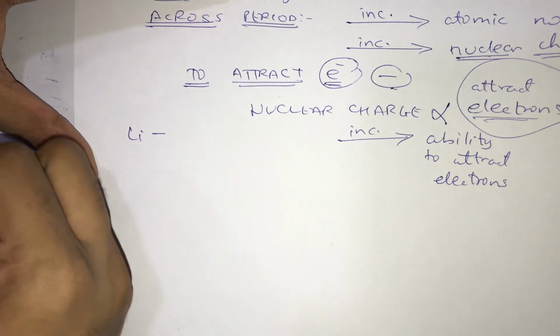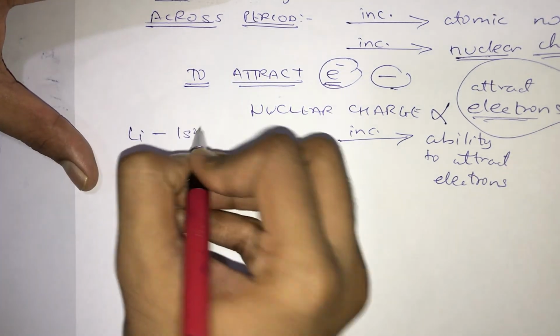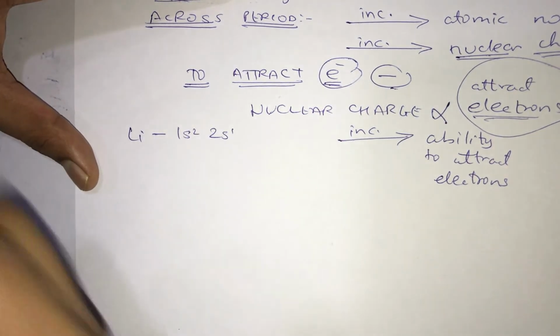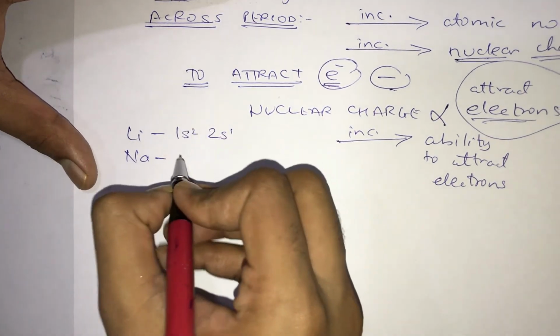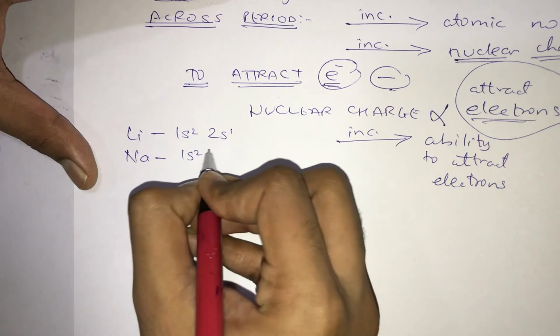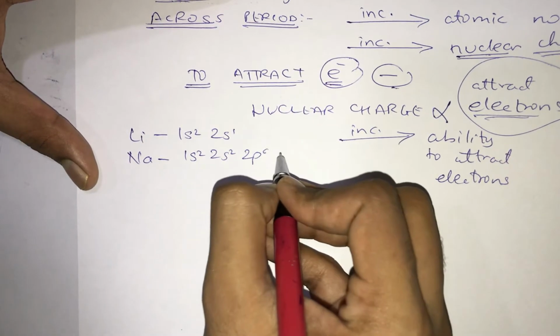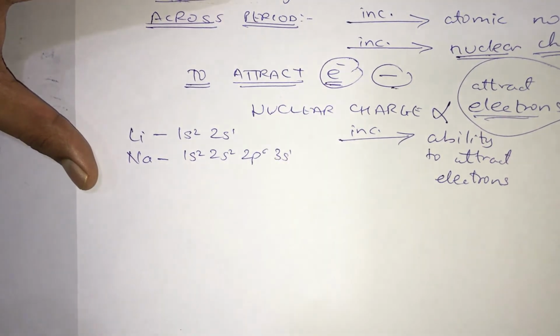What is the electronic configuration of lithium? It is nothing but 1s2 and 2s1. Similarly, what is the electronic configuration of sodium? It is nothing but 1s2, 2s2, 2p6 and 3s1.